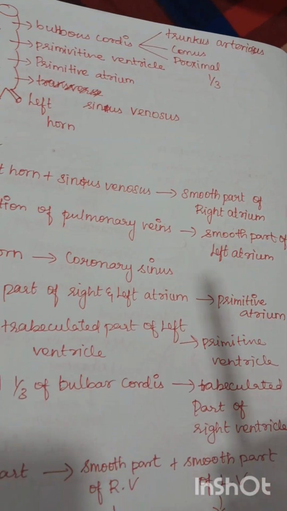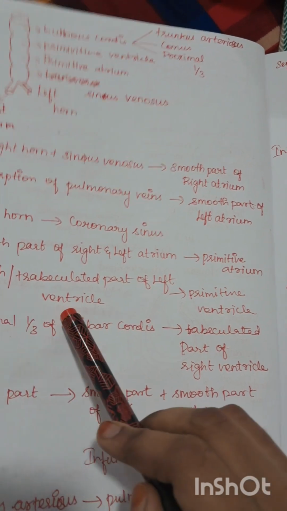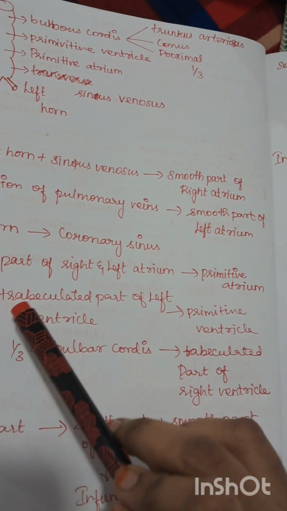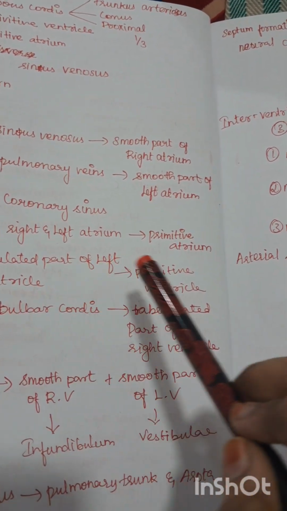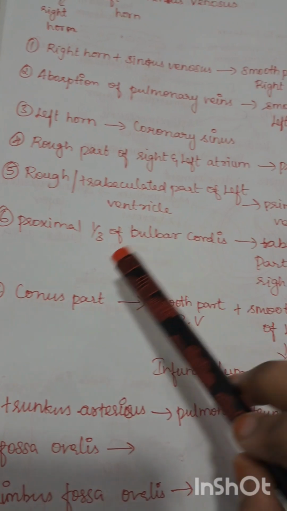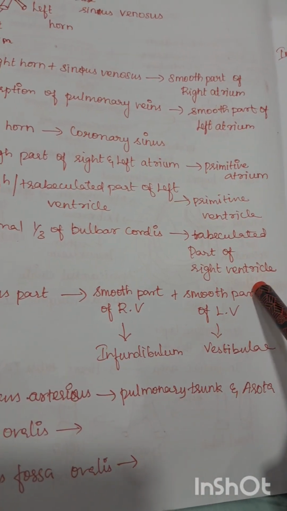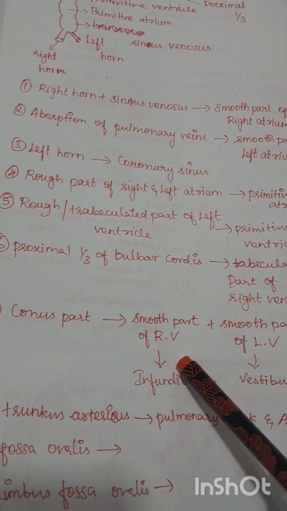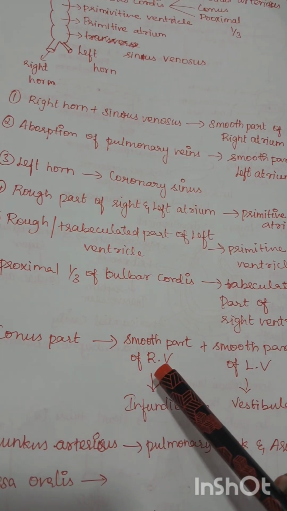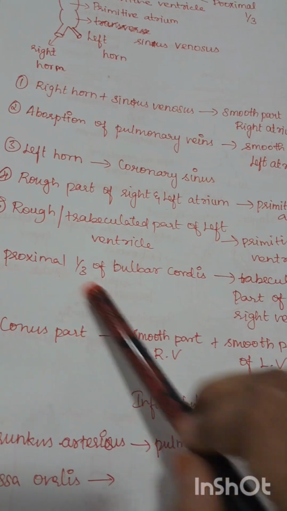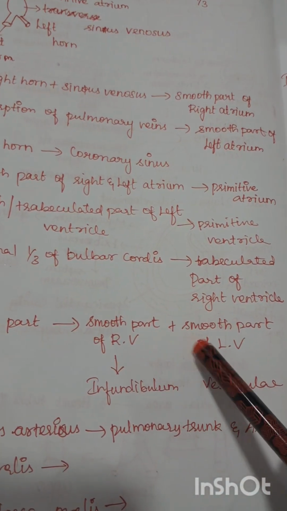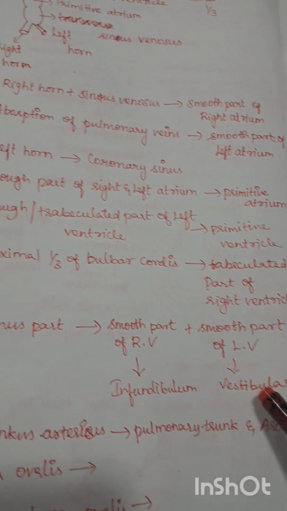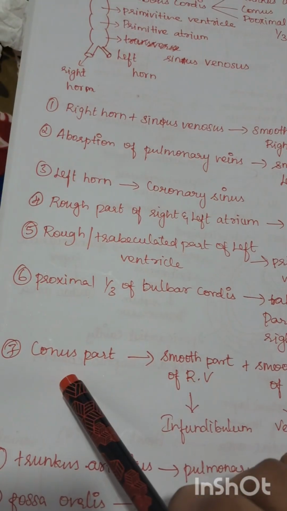Then we are going to see the formation of the ventricle. The rough part of the ventricle is known as the trabeculated part. The trabeculated part of the left ventricle is formed from the primitive ventricle, and the trabeculated part of the right ventricle is formed from the proximal one third of the bulbus cordis, whereas the smooth part of both the right and left ventricle is formed from the conus part. The smooth part of the right ventricle is referred to as the infundibulum and that of the left ventricle as the vestibule. So the infundibulum and vestibule are formed from the conus part.